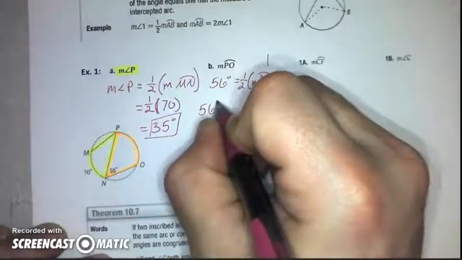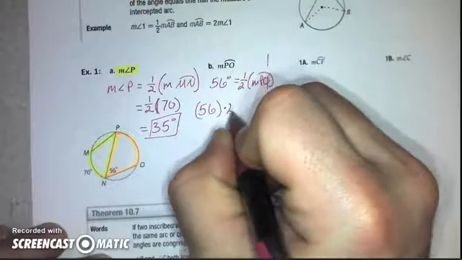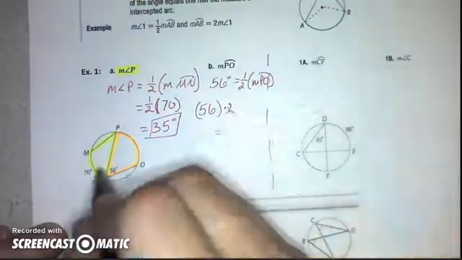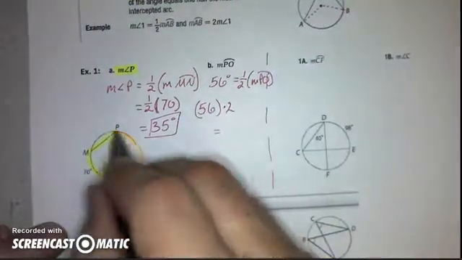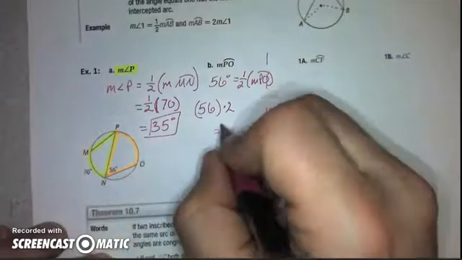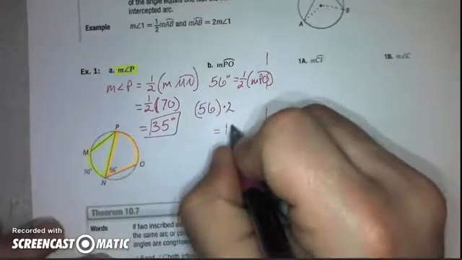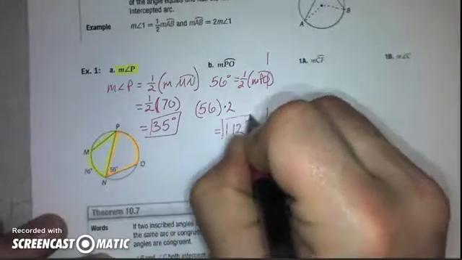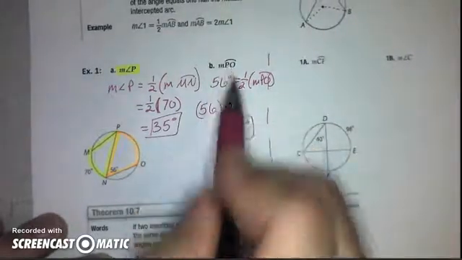So that means I take 56 times 2 to get my answer, because I would double that to get the arc. The arc is bigger than the inscribed angle. And 56 times 2 is 112 degrees. So the measure of our arc PO is 112.